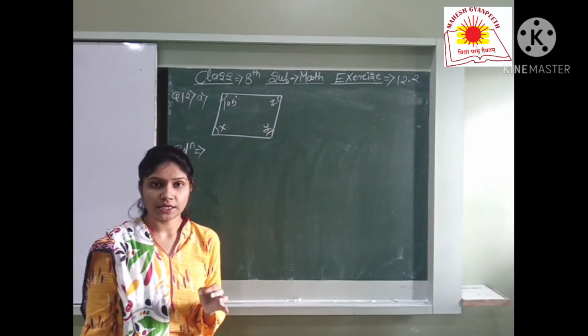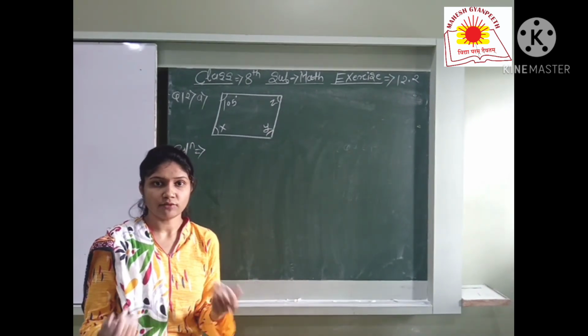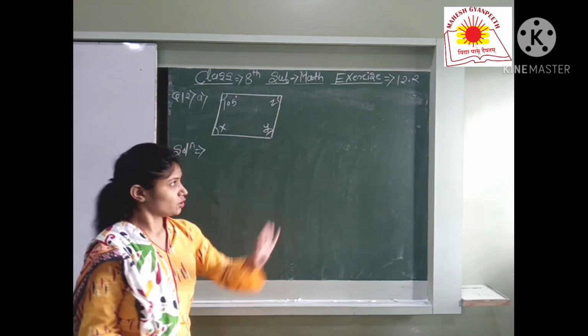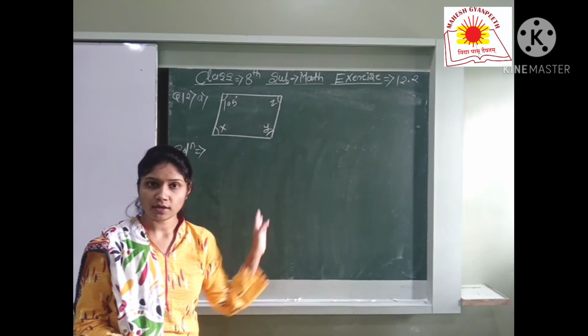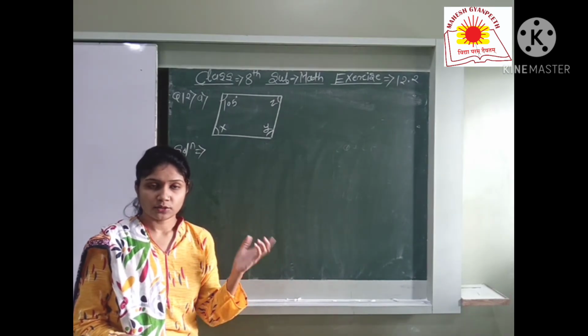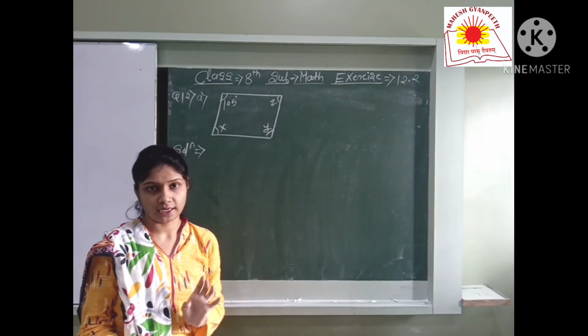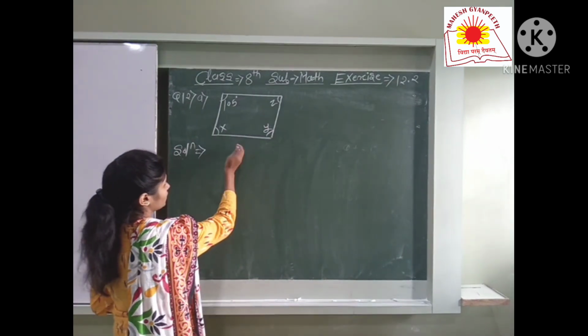According to the figure, you have to apply the properties and use the measurements of interior and exterior angles. So you have to apply all the properties and rules and find the values of x, y, z in every figure. Okay, so question number 1, we are given this figure.